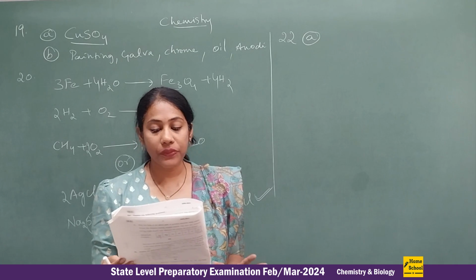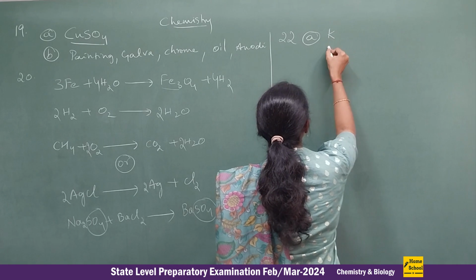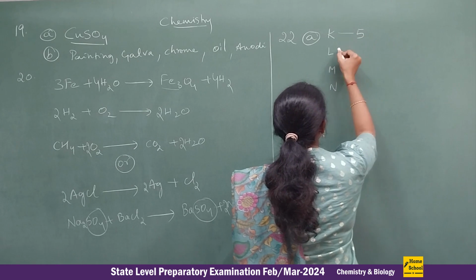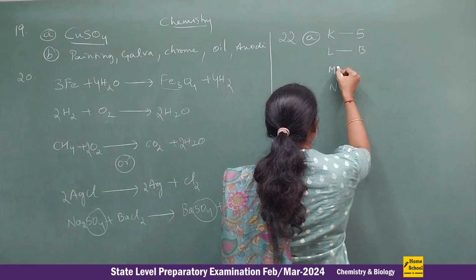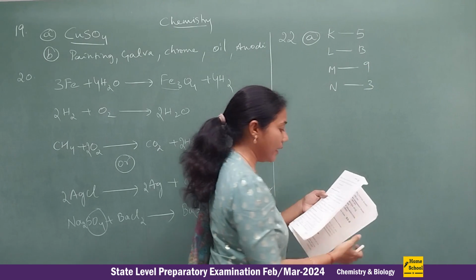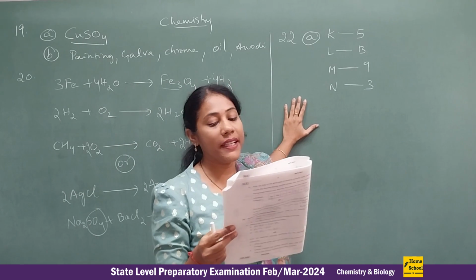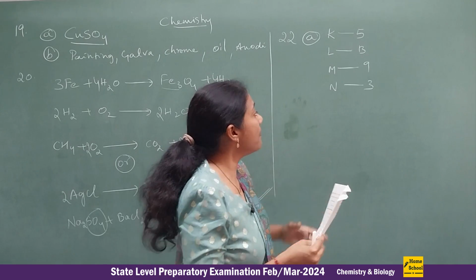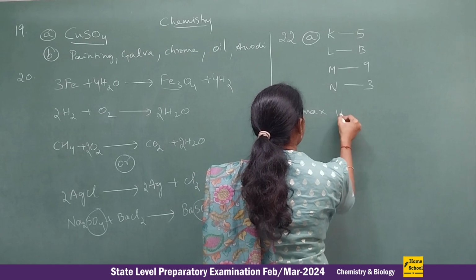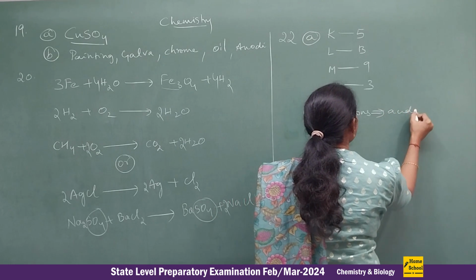So question A. pH values are given, guys. There are 4 solutions, K, L, M and N, where K has pH 5, L has 13, M has 9 and N has pH 3. They are asking which of these solutions has maximum hydrogen ions. Maximum hydrogen ions in the sense that particular solution is more acidic.